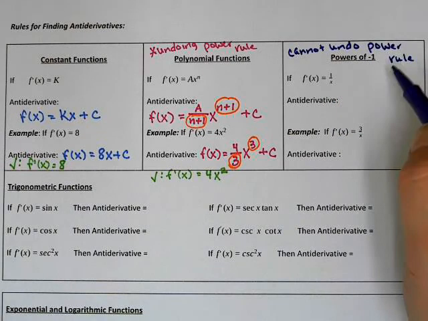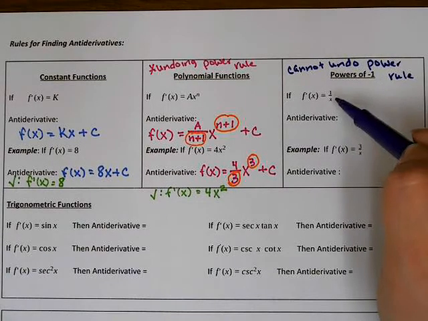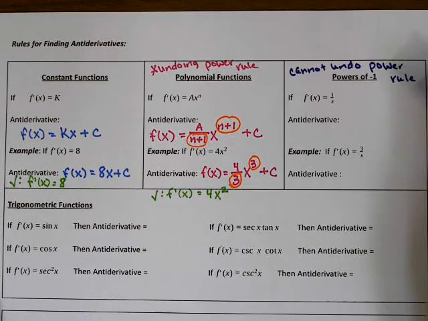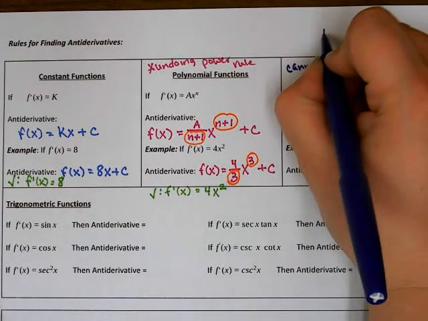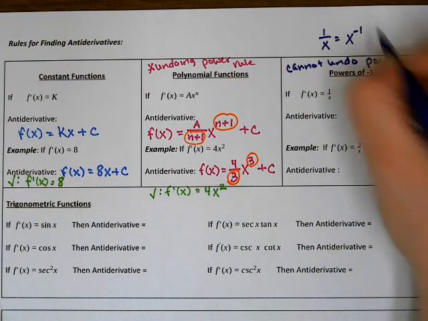When it's powers of -1. All right, powers of -1 means something like this. F prime of x is equal to 1 over x. So what a lot of students end up wanting to do is they say, okay, well, 1 over x is equal to x to the negative first.